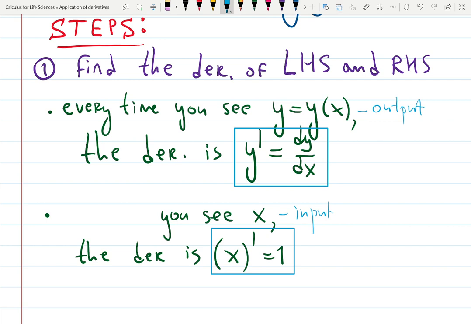Y depends on x. Let me draw a picture for you. Y is outside, x is inside. X is independent, y is dependent. Because it's chained or nested inside of y, y prime is not 1. Y prime is the derivative of y with respect to x, while x prime is just 1. So that's going to be interesting.